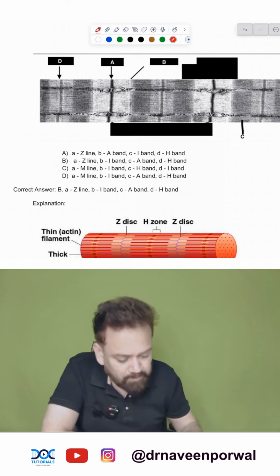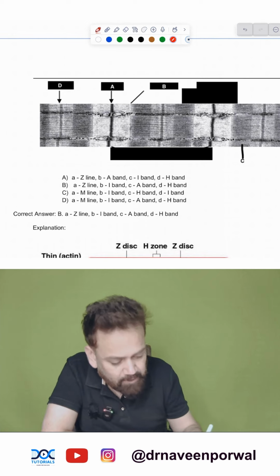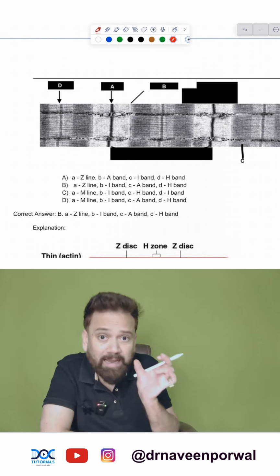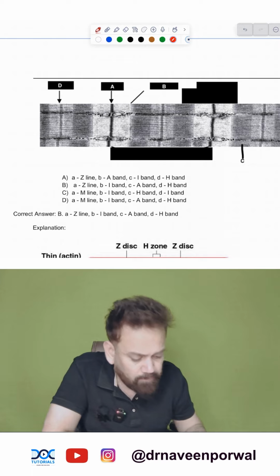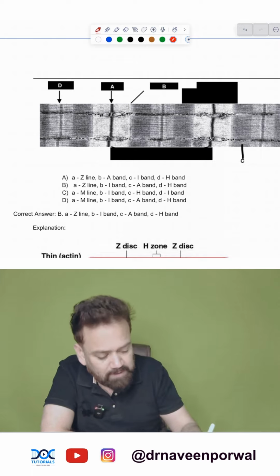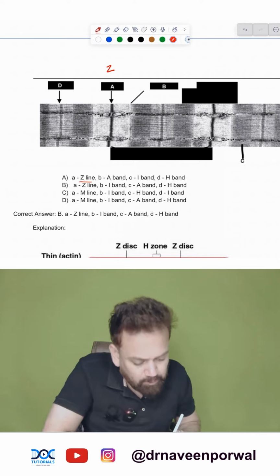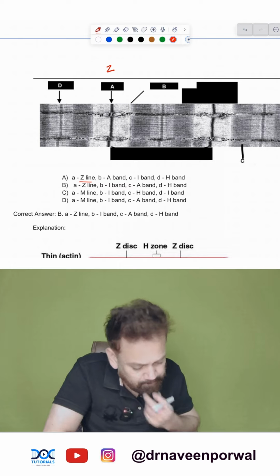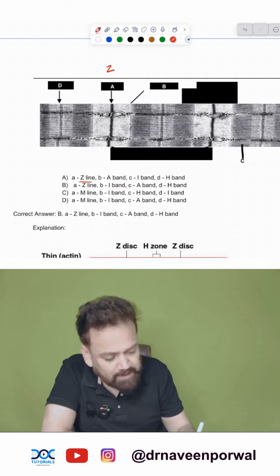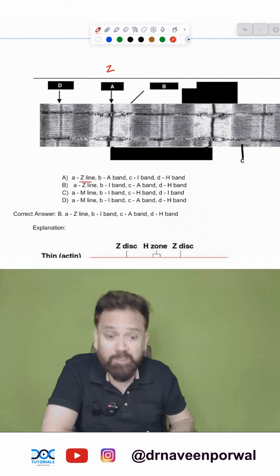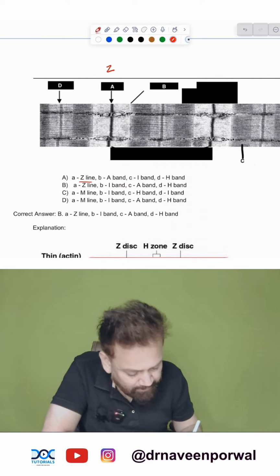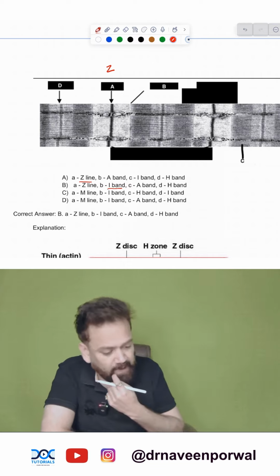So if you see the dark line in the middle of the light zone, you can see the light zone. The middle of the light zone is always Z line. So A will be what? Z line. So A will be Z line. Okay. Then what about this B? B is the light zone, and the light zone is called isotropic band. So that will be I band. So B will be I band.